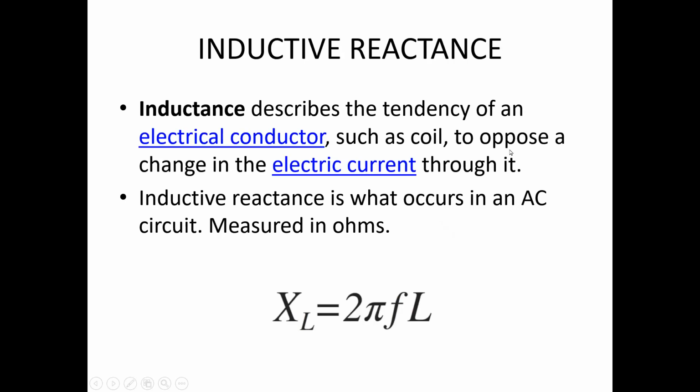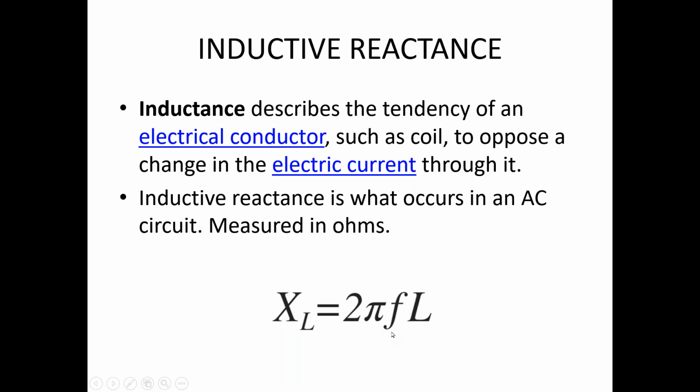Now, what happens in inductive reactance? Well, as you saw in that diagram, you're forcing a change. If you were running and quickly had to change direction, turn exactly in the opposite direction, there'd be a resistance to that change. That's what's happening in an inductor. It's resisting that change. It's measured in ohms, by the way.